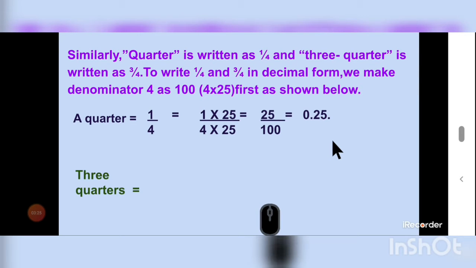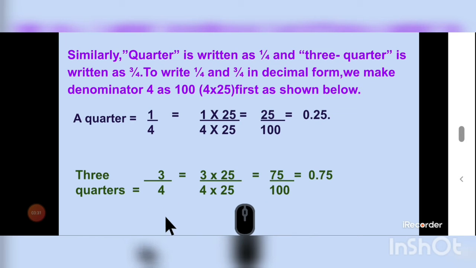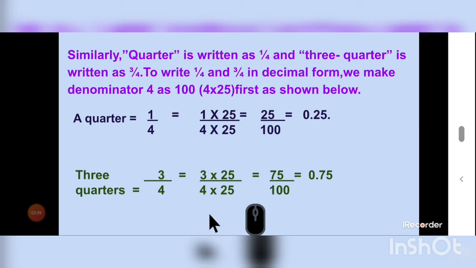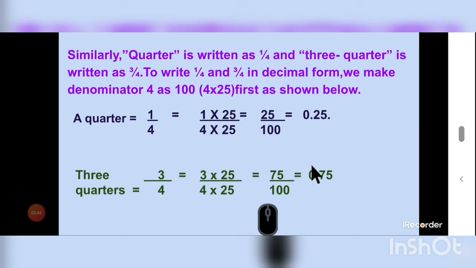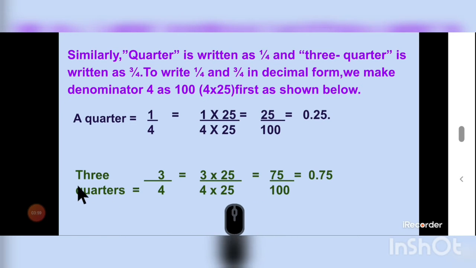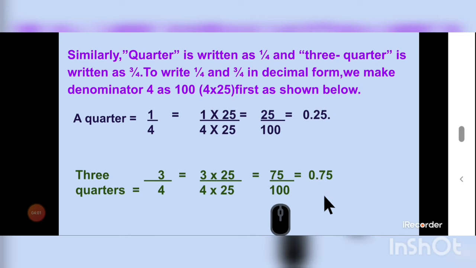So 25 upon 100, this we will write in a decimal form as 0.25. In the case of 3 quarters, 3 quarters means 3 upon 4. To make the denominator 100, we will multiply it again by 25. So 3 into 25 upon 4 into 25 is equal to 75 upon 100, that is equal to 0.75. So a quarter is written as 0.25 and 3 quarters is written as 0.75.